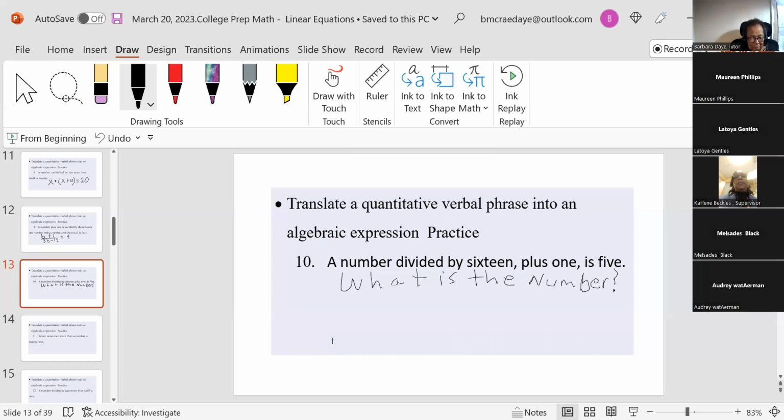Okay, give me a minute here. Anybody got it? Latoya, you have an answer? It's only one variable. Latoya, what did you get for the number? The number divided by 16 plus 1 is 5. 4 plus 1. It's 6. No, no, no.